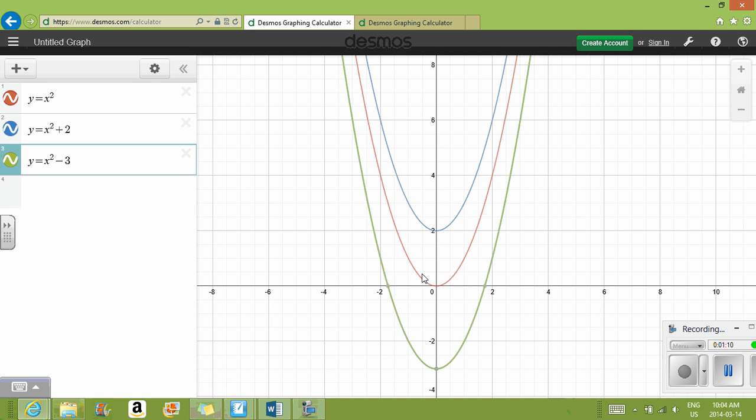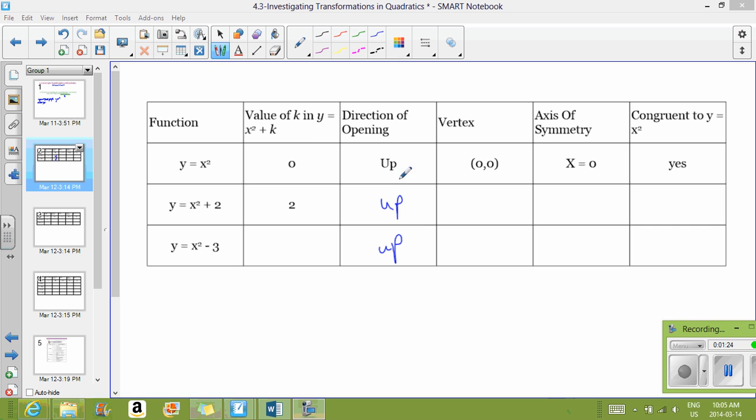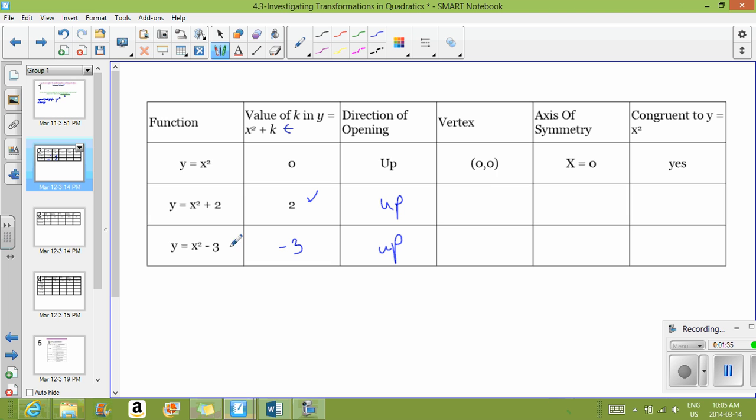If you've noticed, the plus 2 on the end moved our parent graph, or base graph, up 2. And the minus 3 brought it down 3. So our vertex changed in each case. Let's fill out the chart now. All three parabolas still open up. The value we added, if we write it here as k, doing plus k to the end, was 2. In the third one, it was negative 3 that we put on the end as the k value. Our vertex went to (0, 2), and in this case, to (0, negative 3).